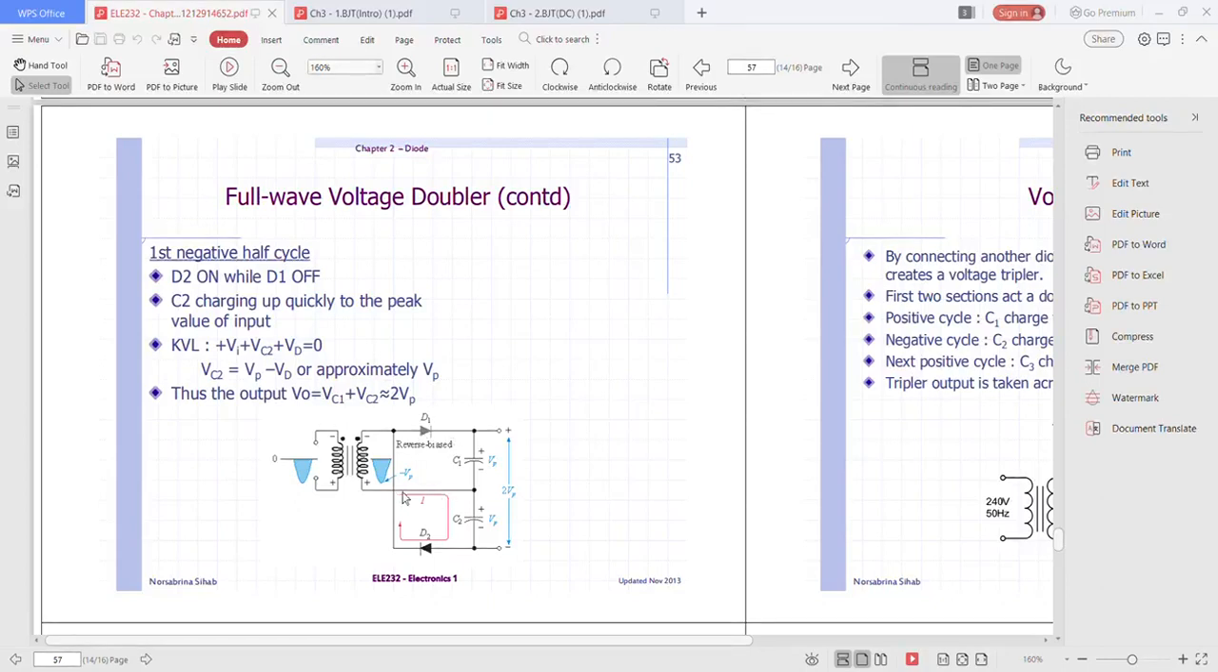circuit. So the loop equation will be on this area, that is by referring to the red arrow here.